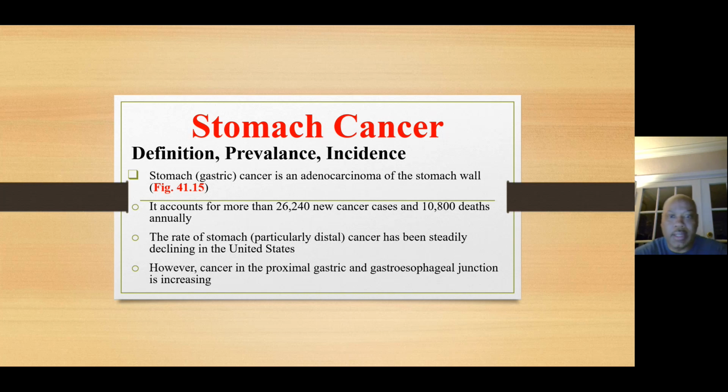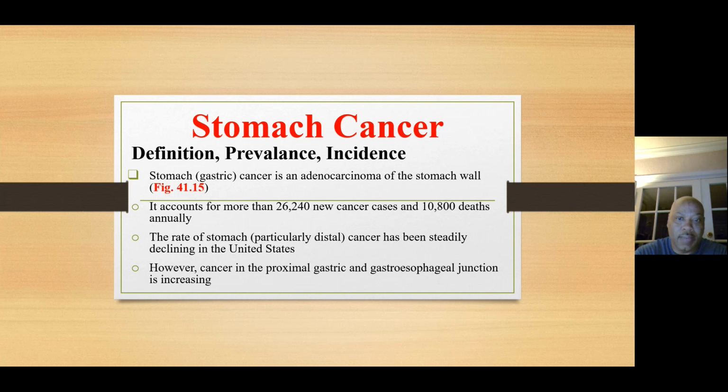So let's look at the definition, the prevalence, and also the incidence of stomach cancer. Stomach cancer, or gastric cancer, is adenocarcinoma of the stomach wall. Take a look at figure 41.15 for an image of this form of cancer. It accounts for more than 26,000 new cancer cases, and almost 11,000 deaths occur annually.